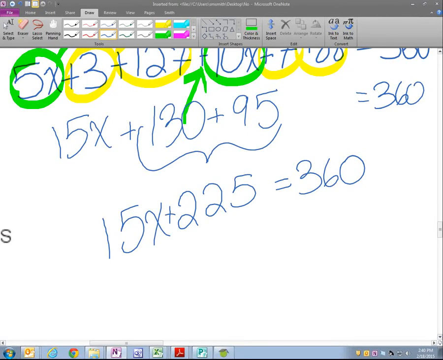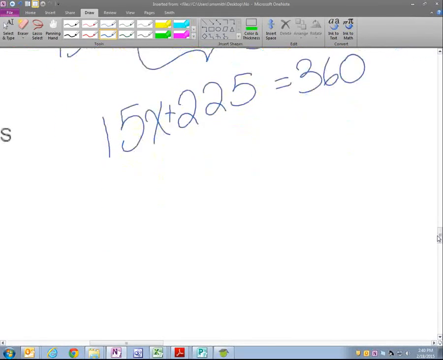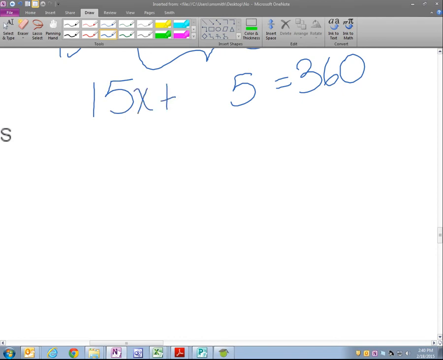I have a 2 for x in 2 steps. Because I can't do the normal order of operations, I'm going to rewrite that so it's horizontal: 15x plus 225 equals 360. What am I going to do first if I need to find the inverse, which means backwards compared to normal order of operations? Here we have multiplication.